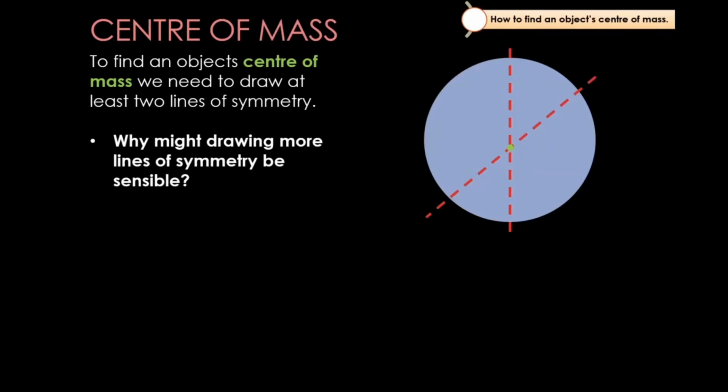Why might drawing more lines of symmetry be a sensible option? We've drawn two lines in here, we've seen where they cross over, and we've said, well, that's our center of mass. And that's what we could do with the ruler as well. We draw on those two lines of symmetry. Where they cross over is the center of mass. But why might it be a good idea to draw in a third line? This is a good GCSE practical technique as well.